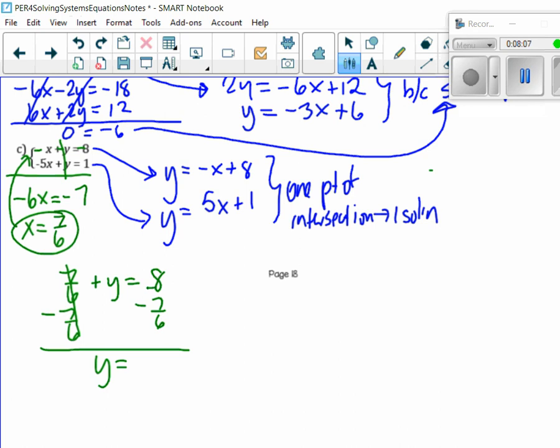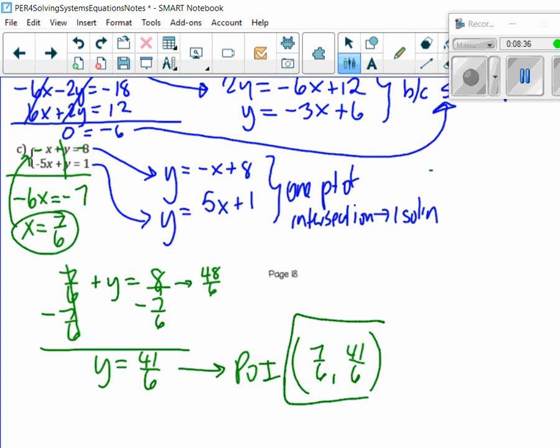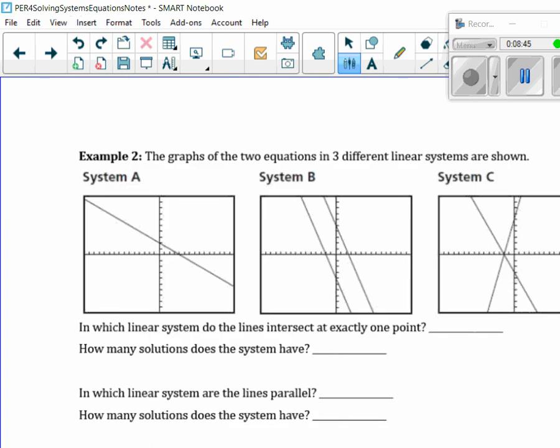So how do I do that? Okay, put 8 over 1. Multiply it by 6 over 6, right? So that becomes what? 48 over 6. Now I'm going to go 48 subtract 7, and I get 41 over 6. So that means my point of intersection is 7 over 6, 41 over 6. Okay? Are you good? Okay, make sure you practice some of the fraction ones, right?